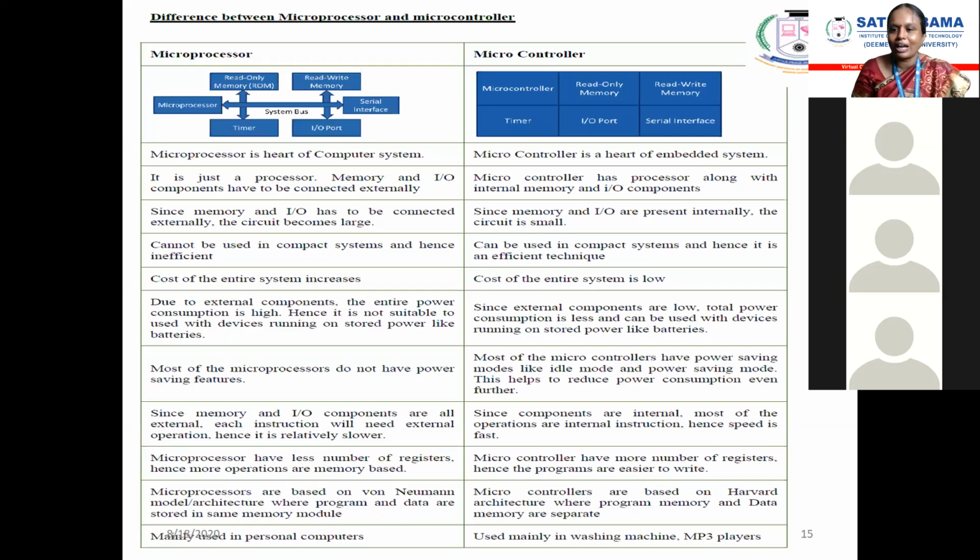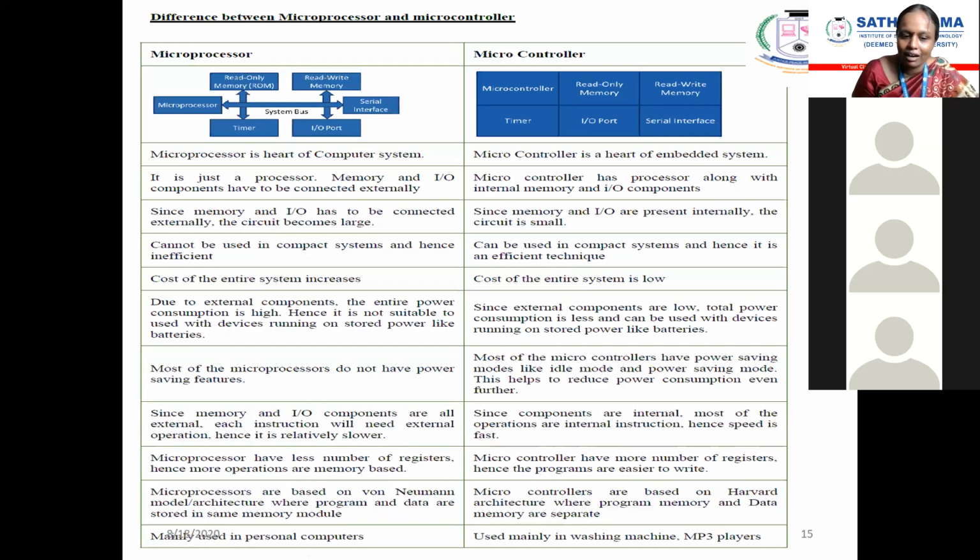But in the microcontroller, we move to a separate concept, Harvard architecture. What is Harvard architecture? For the program we have a separate memory, and for data we have a separate memory. So it is very easy to access. Can you understand? If I want to fetch any program or any data, it is easy to access because we have two separate memories. So Von Neumann architecture and Harvard architecture.